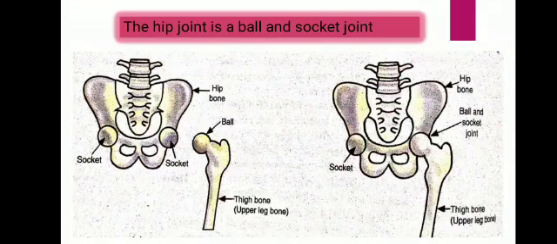See the first diagram. In the first figure, the ball and socket joint is shown. Now in the second diagram, at our hip, the ball on the top end of the thigh bone fits into the socket in the hip bone to form a ball and socket joint. Clear?